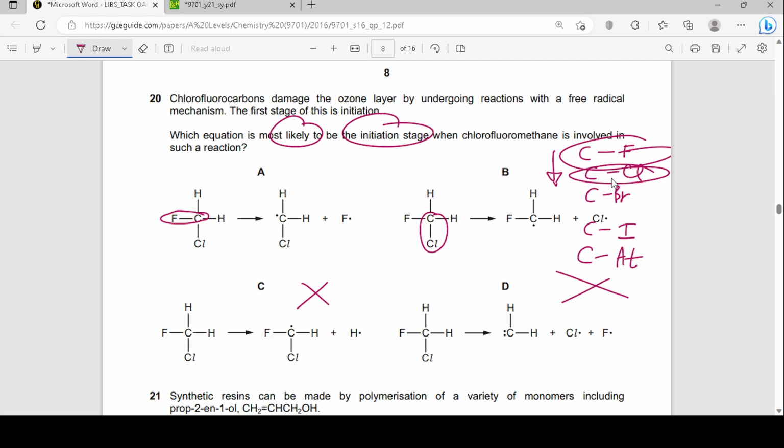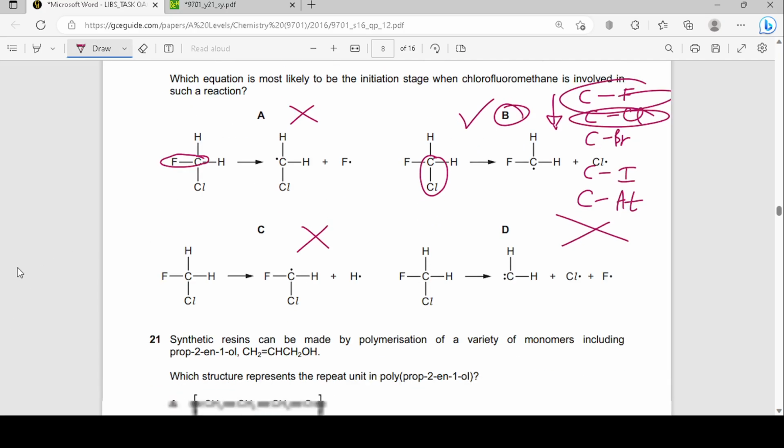And because the C-Cl bond is easier to break, it is the most likely to be broken first, in the initiation step, because obviously the more favorable reaction will take place first, right? So then the answer is going to be B.